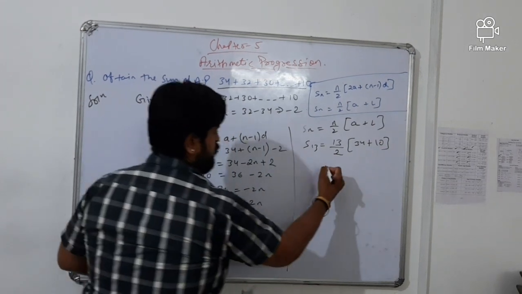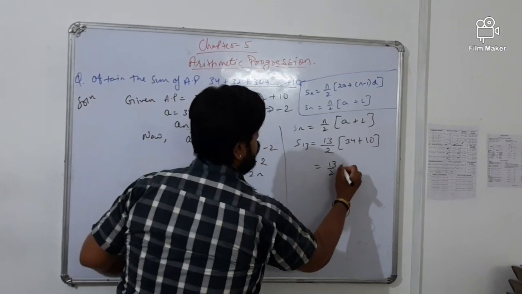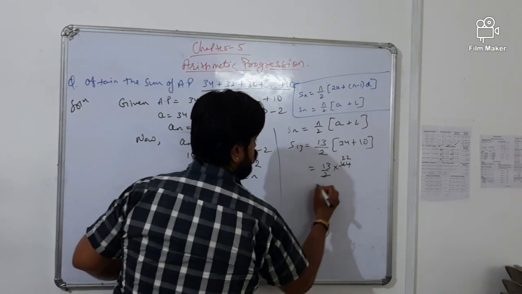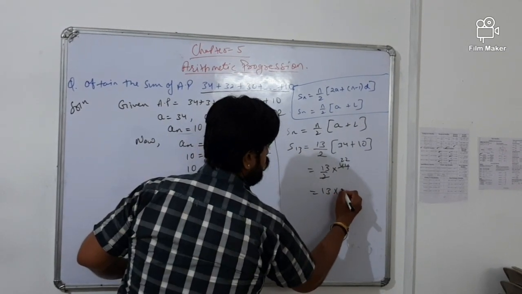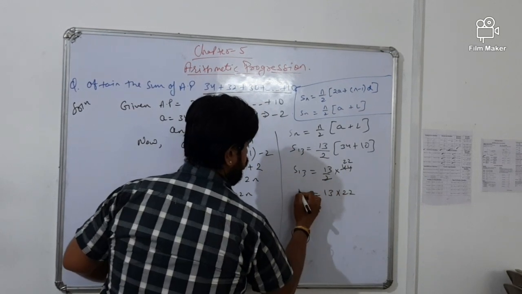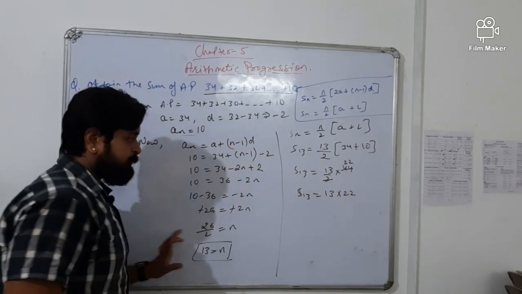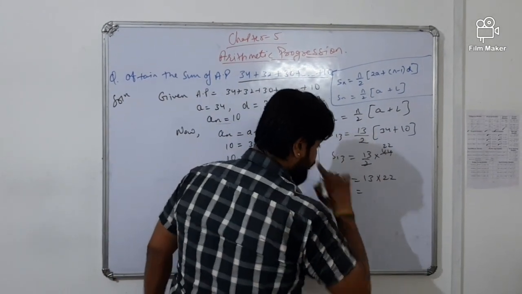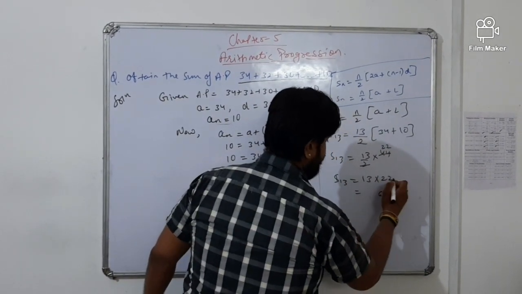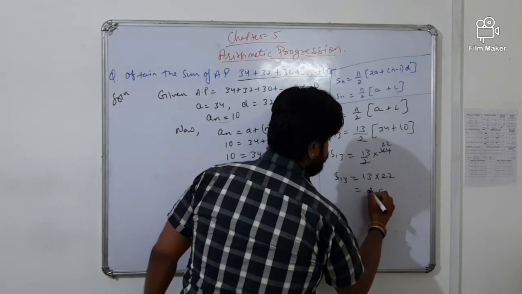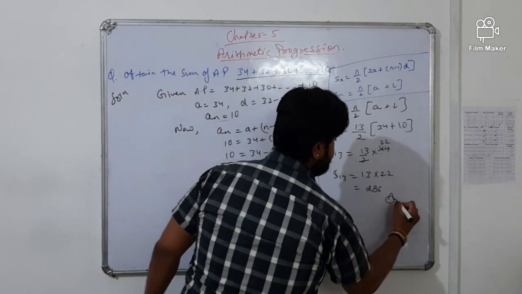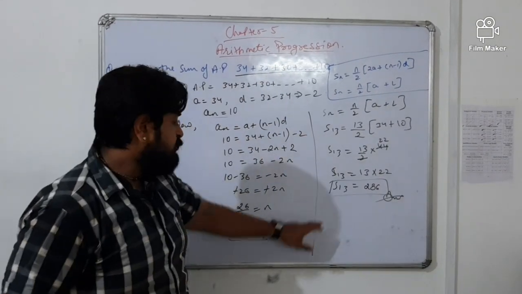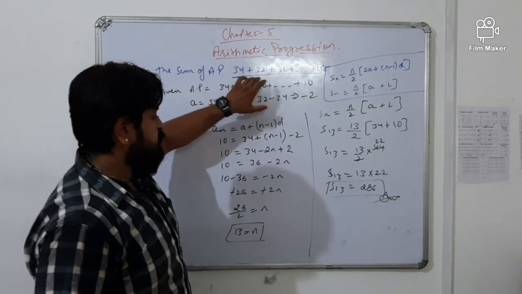Last term is 10. So 13 by 2 into 34 plus 10 is 44. Divided by 2. 13 into 22. This is the value of S13. Now multiply it. 13 times 22, 26 plus 2 is 28. So 286 is the answer. S13 means the sum of these terms is 286.